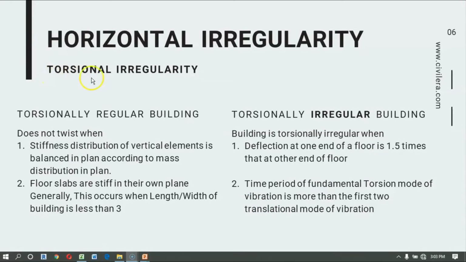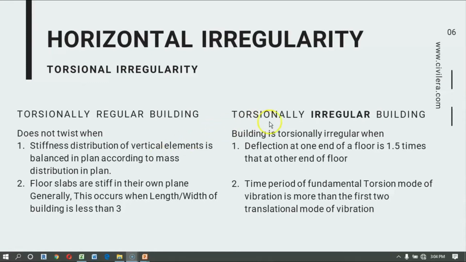Let's discuss what is torsional irregularity. It's a kind of horizontal irregularity. When you say a building is torsionally regular, that means that the building does not twist when the stiffness distribution of vertical elements in plan is according to mass distribution in plan. The floor slabs are stiff in the plane. Generally, this occurs when length by width of the building is less than 3. So when the length by width of the building is less than 3, generally the building is torsionally regular.